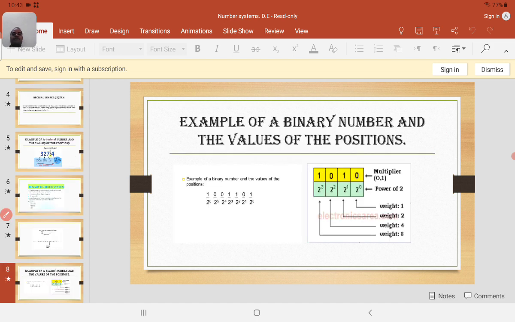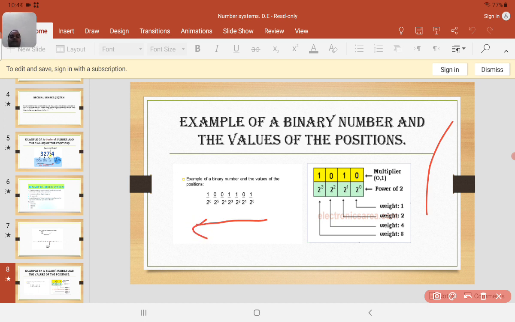Next, here we have an example of a binary number in the form of positional values: 1101. When we consider the positional values of binary numbers, we start from right to left. The rightmost bit is called the LSB, and the leftmost bit is called the MSB. The LSB starts with the positional value 2 power 0, then 2 power 1, 2 power 2, 2 power 3, 2 power 4 and so on.